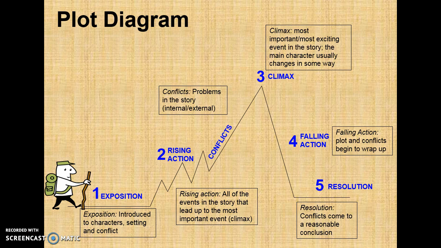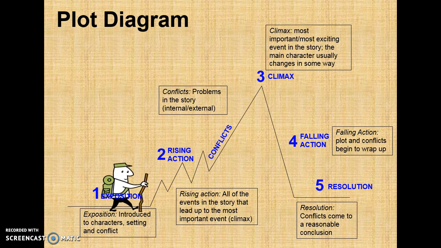Here's a look at the plot diagram. Were you able to label all parts of the plot diagram correctly? First, we have the exposition. The exposition is when we are introduced to characters, setting, and conflict. Next, we have the rising action.